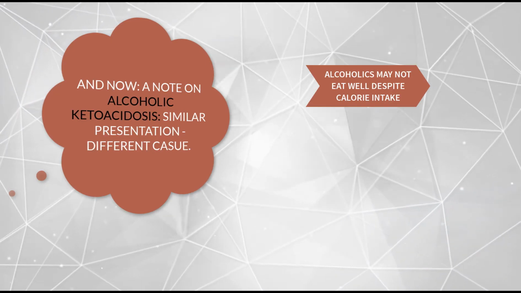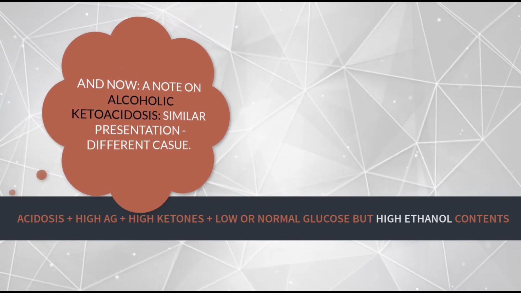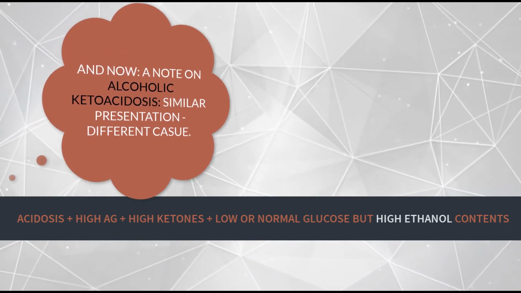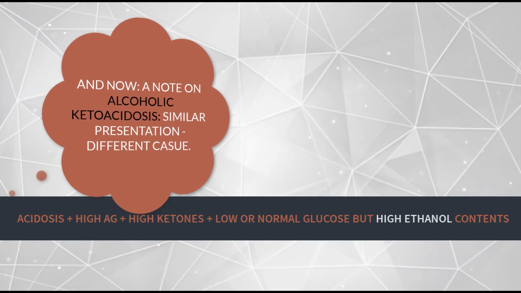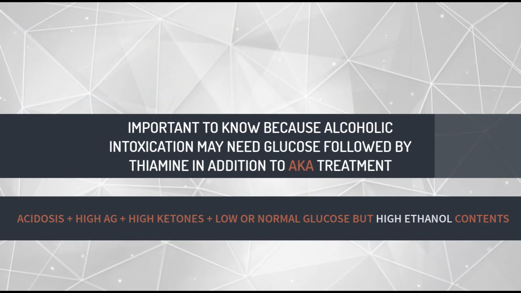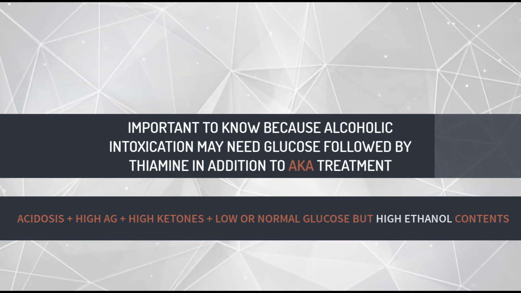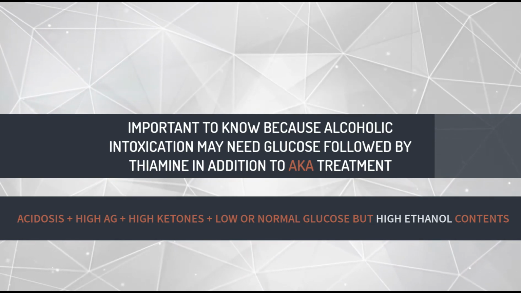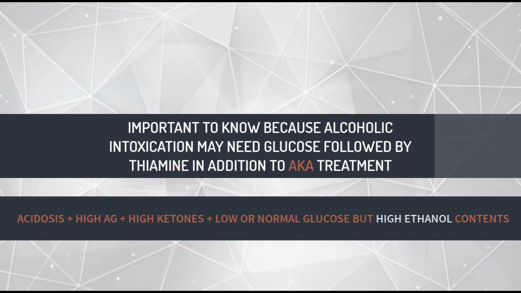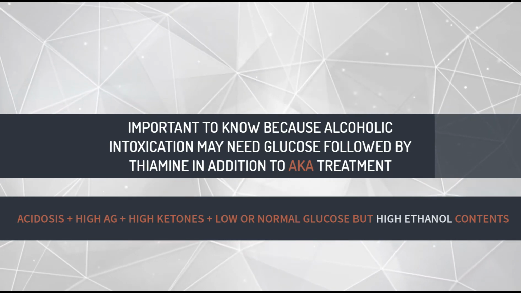It typically presents with a pattern of metabolic acidosis, elevated anion gap, elevated serum ketone levels, low or normal glucose concentrations, but you can have high ethanol content in the body. The most appropriate treatment is an infusion of saline and thiamine, as opposed to diabetic ketoacidosis, where it'll be saline and insulin. Thiamine in alcoholic ketoacidosis is required to avoid Wernicke's encephalopathy or Korsakoff psychosis.